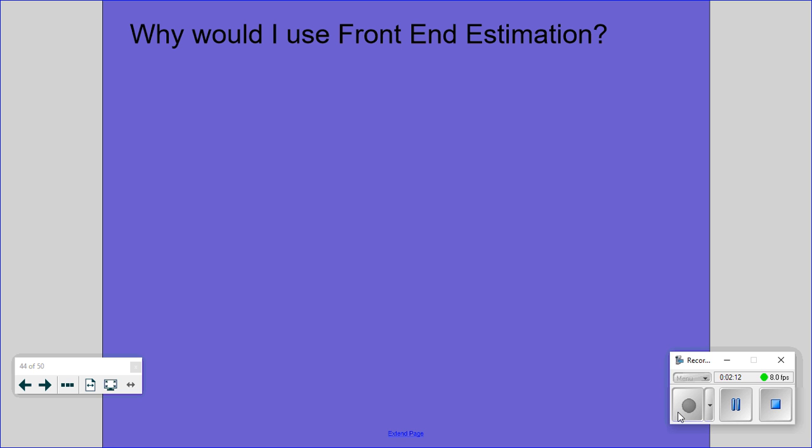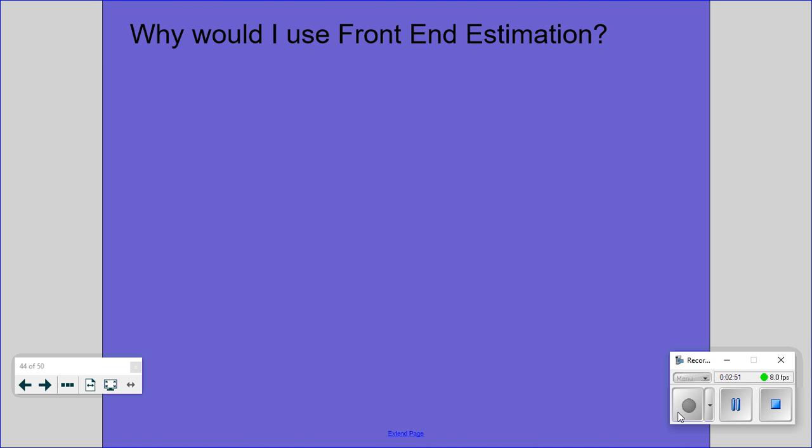Emma, why would I use front-end estimation? Because it makes it easier to say, not say, 12 hours, 9 minutes, 2 seconds. Sure. It makes it easier. Gavin, sit up. Yeah, so estimation is used to get to that easy number, that about number. Not an exact number, not a specific number, but one that's close enough.